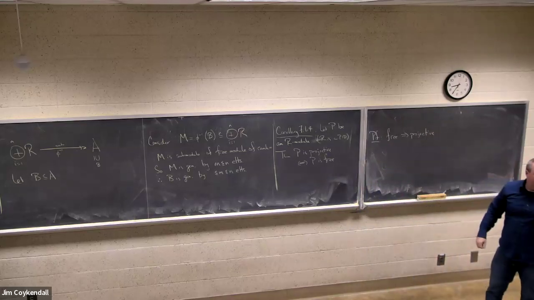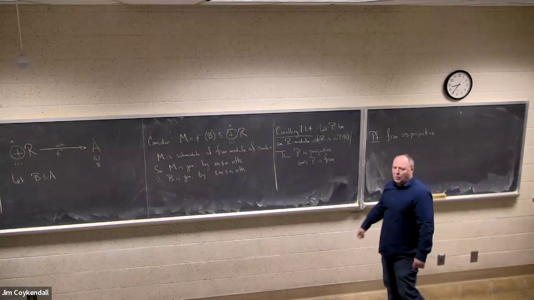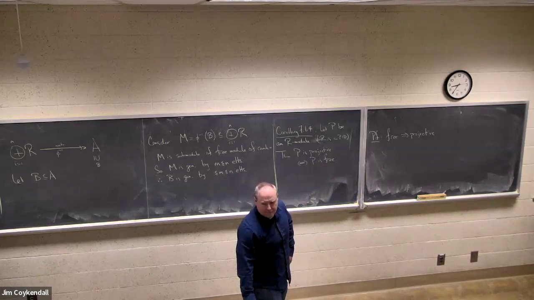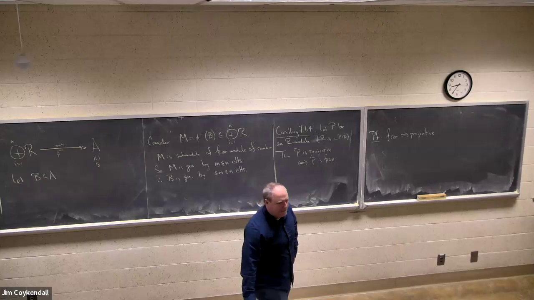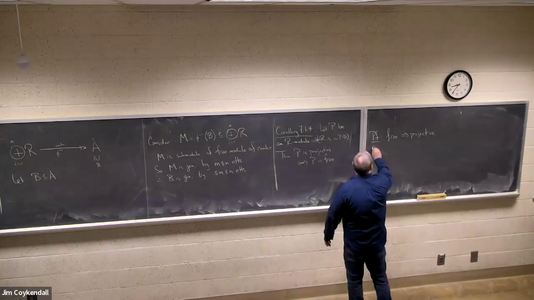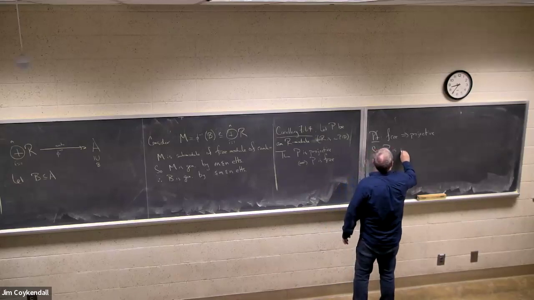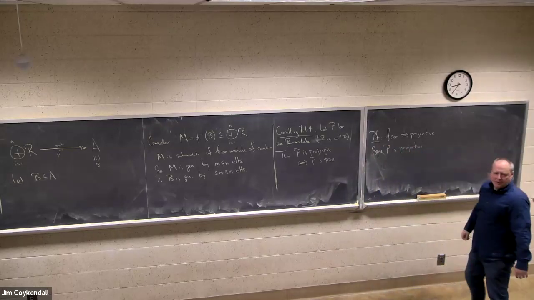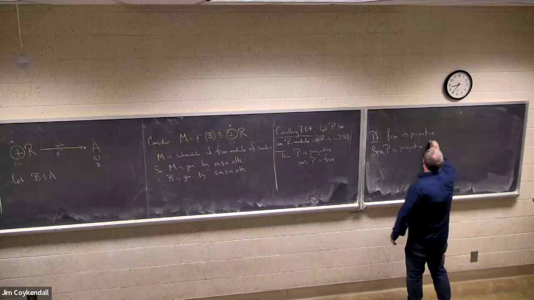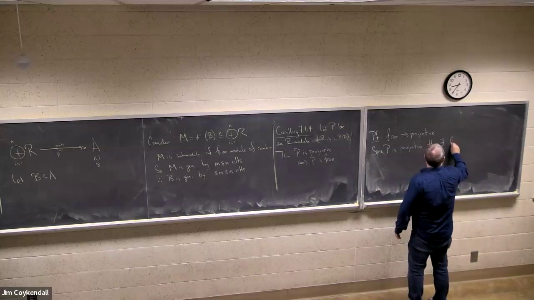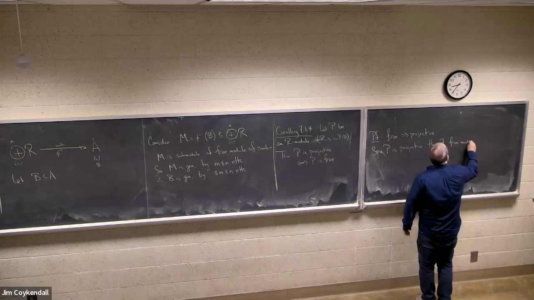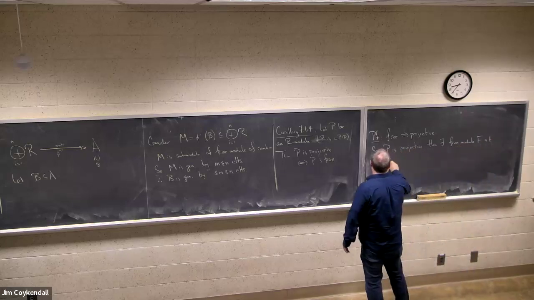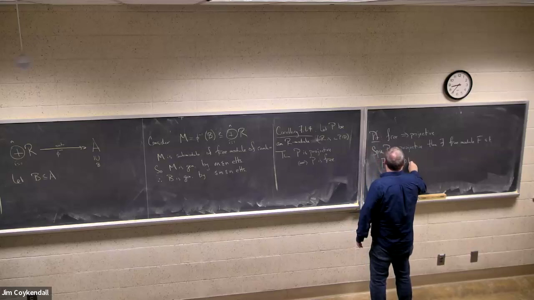That part's always true. It doesn't need to be a PID or anything like that. What about the other direction? So why is projective good enough for free? If P is projective, then there exists a free module F such that F is always isomorphic to a direct sum, P direct sum K.